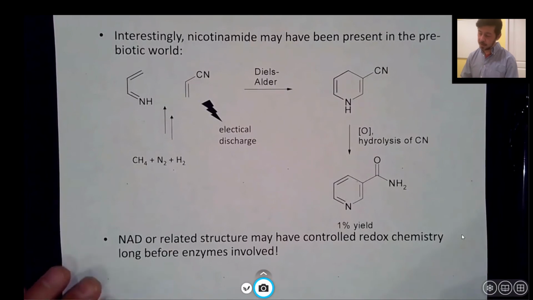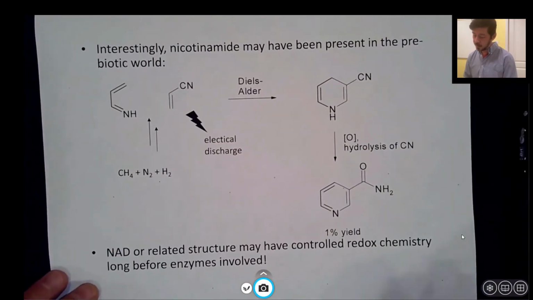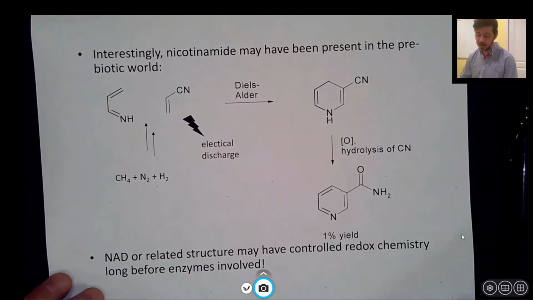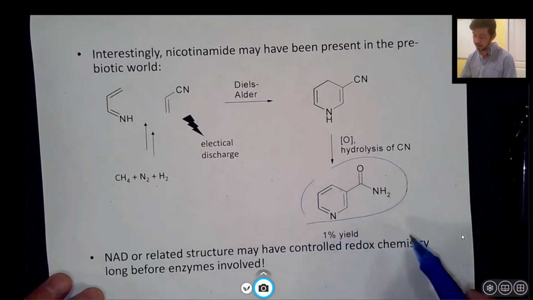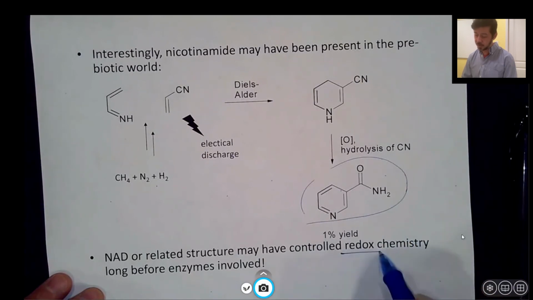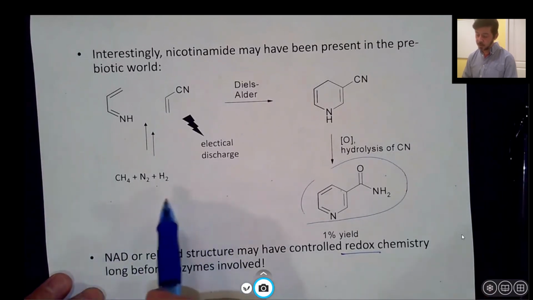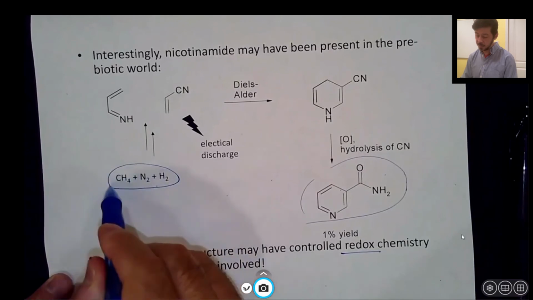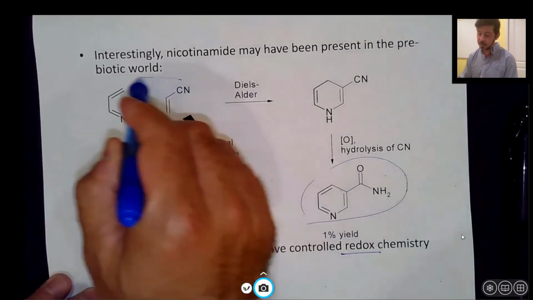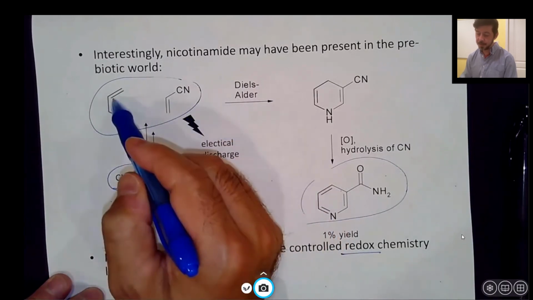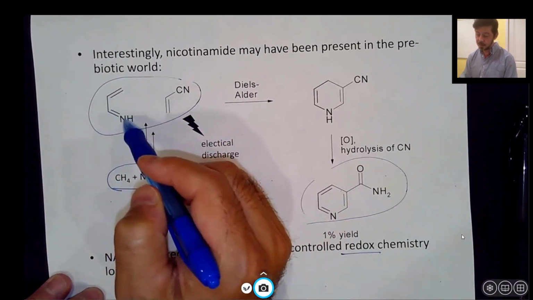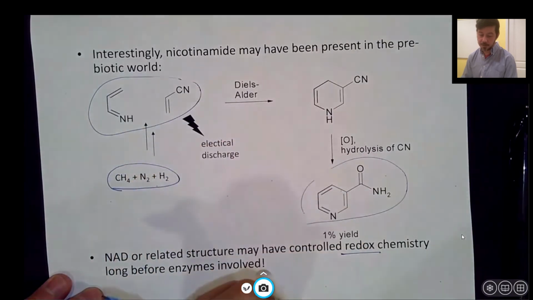And lastly, the last slide for today is just giving you some interesting perspective on this NADH, this nicotinamide moiety here, that's really responsible for redox chemistry, as we just talked about. But is it just some random molecule that formed? Well, it's been shown that you can take these basic building blocks and generate these two basic precursors, okay? A compound with a single double bond, and then this nitrogen-containing compound with two double bonds.